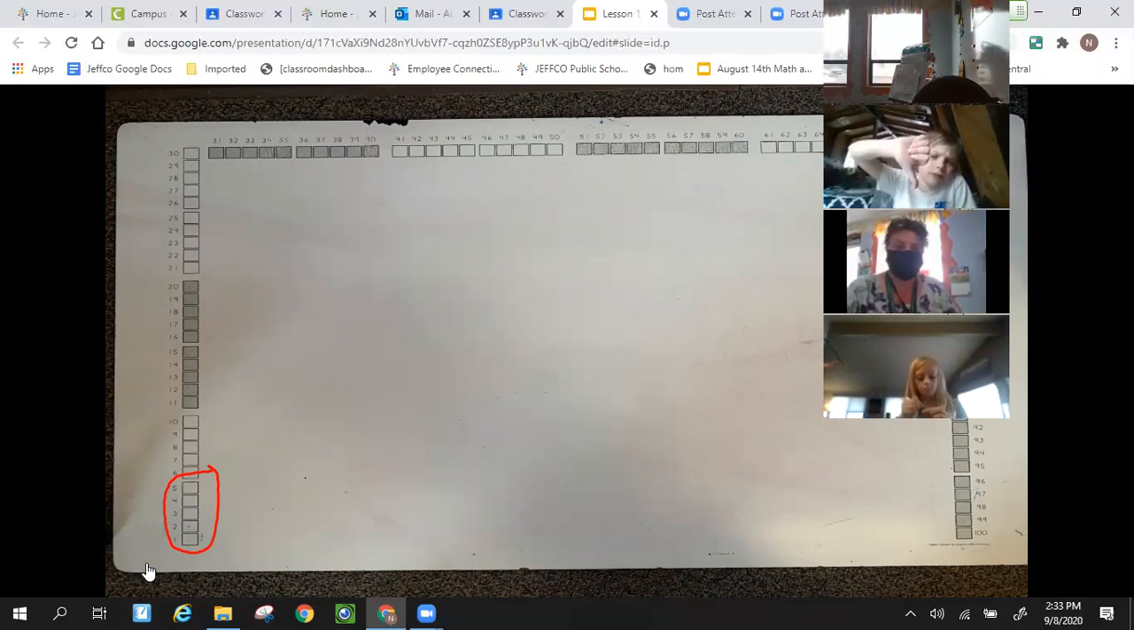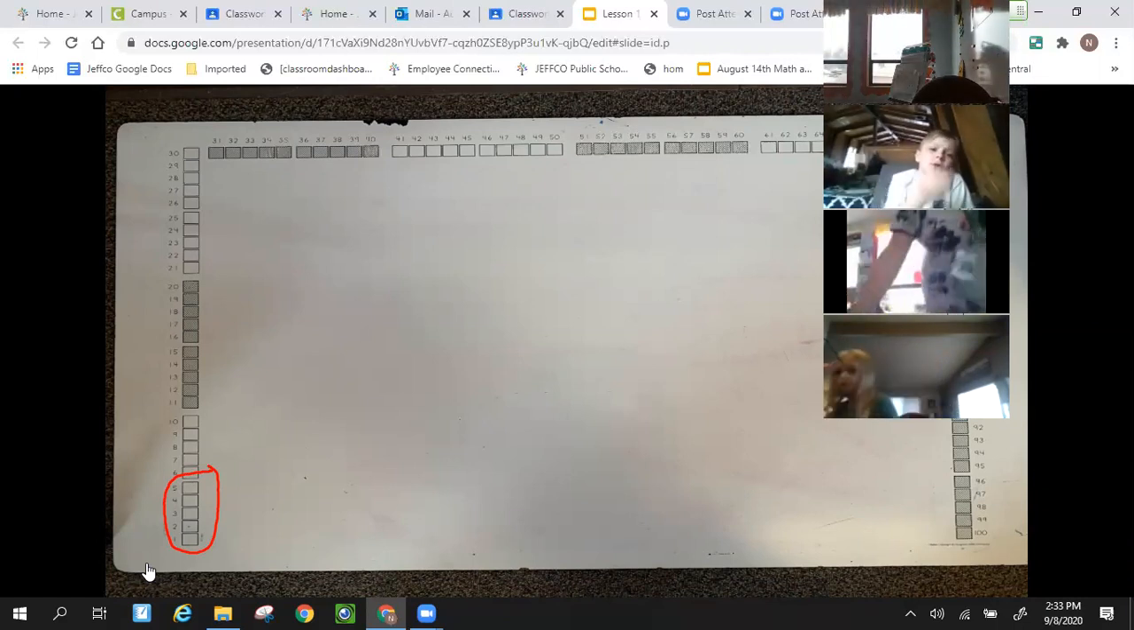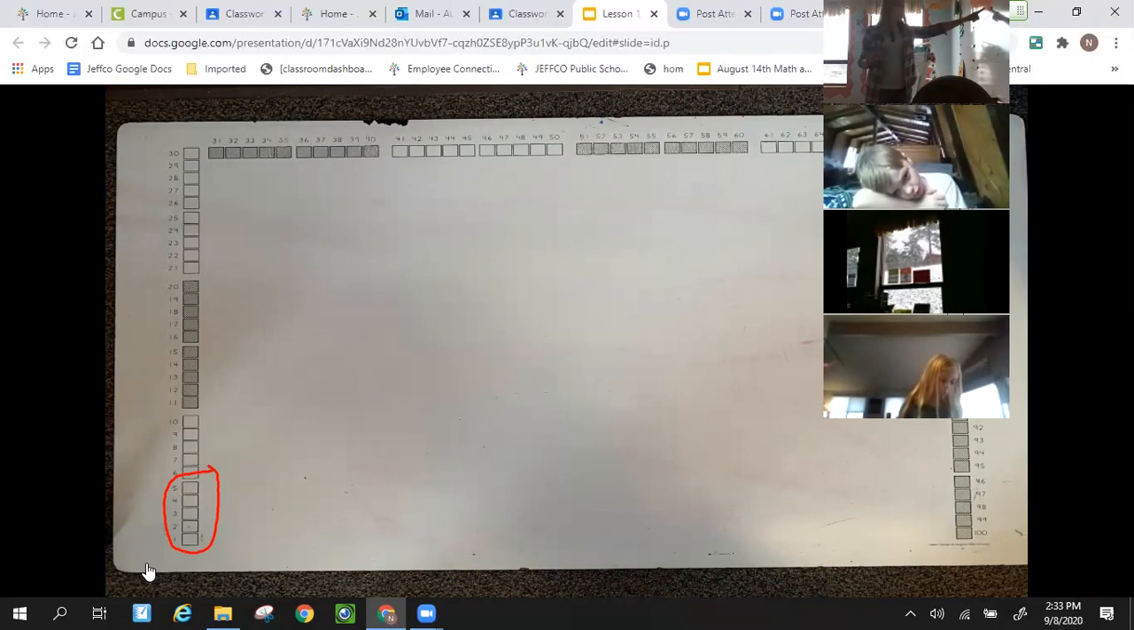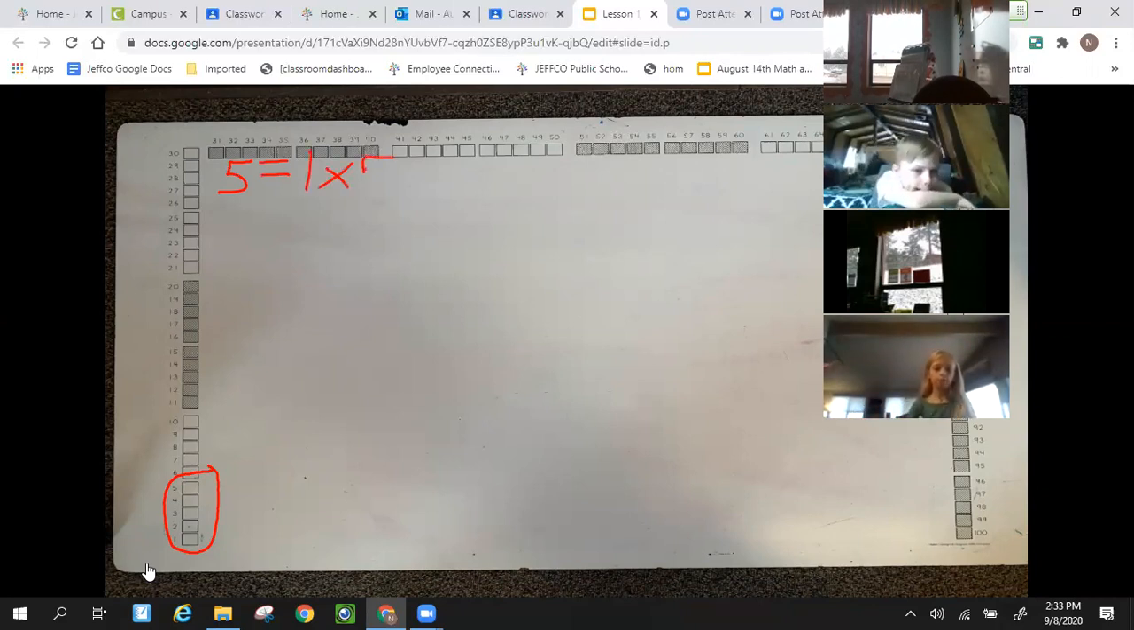Now, we also said one of our learning targets was to write multiplication equations to represent equal groups. So this is our first group. At the top, I want you to write 5 equals 1 times 5, because that is showing us that that's one group of 5.